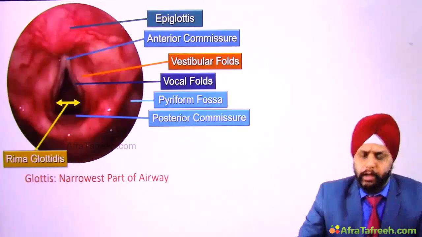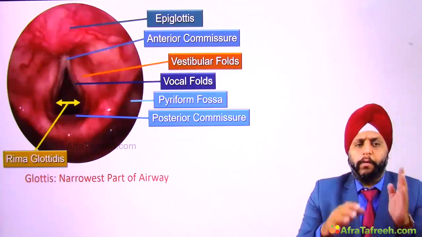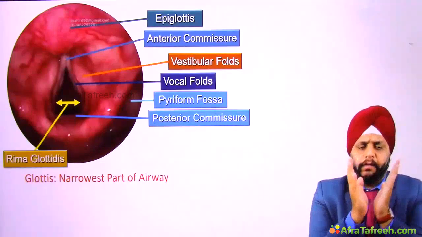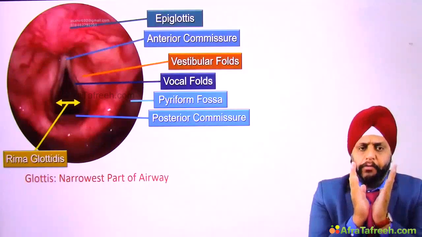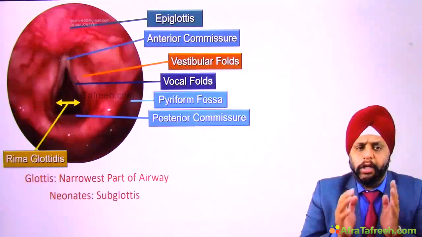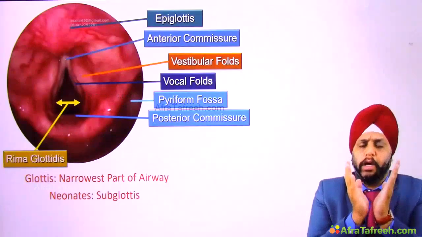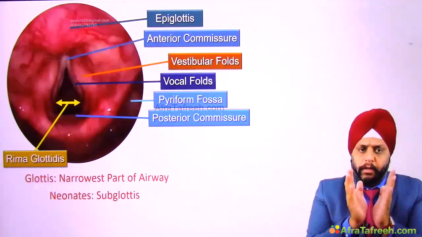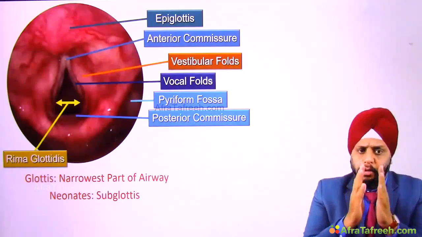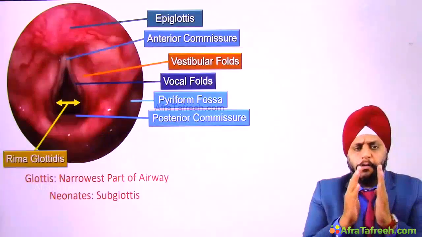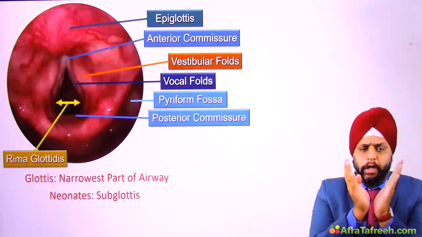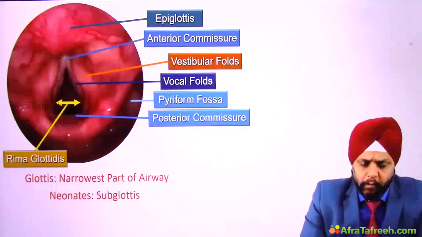However, when we talk about human, we talk about adults. Now in the case of neonates, the larynx is funnel shaped like this. Therefore, in neonates, the narrowest part is the lowermost part, which is the subglottis, right? However, in adults, the funnel shaped larynx becomes a tubular larynx. So therefore, the glottis becomes the narrowest part. So subglottis is the narrowest part in neonates, glottis is the narrowest part in adults.